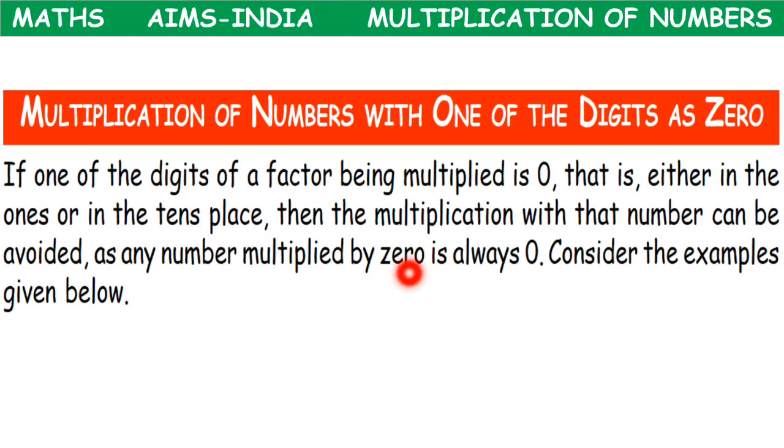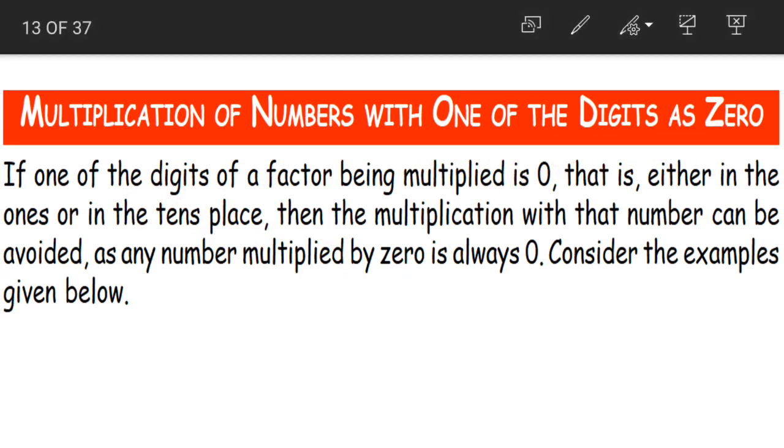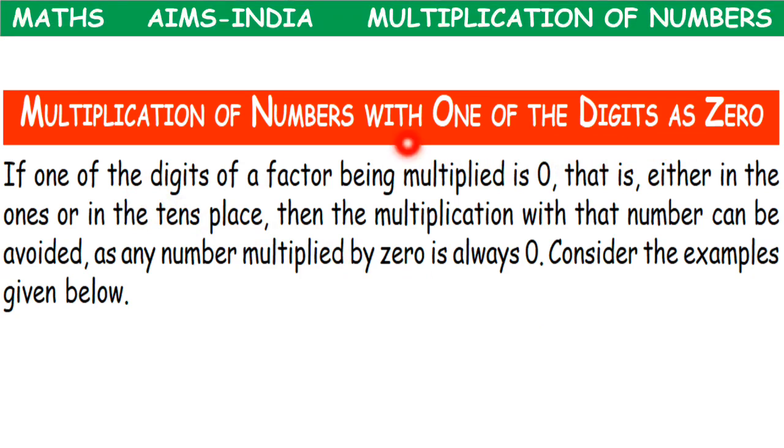Moving on, multiplication of numbers with one of the digits as 0. What is this? One of the digits of the number is a 0. If one of the digits of a factor being multiplied is 0, that is either in the ones or in the tens place, then the multiplication with that digit can be avoided, as any number multiplied by 0 is always 0. Consider the examples given below.